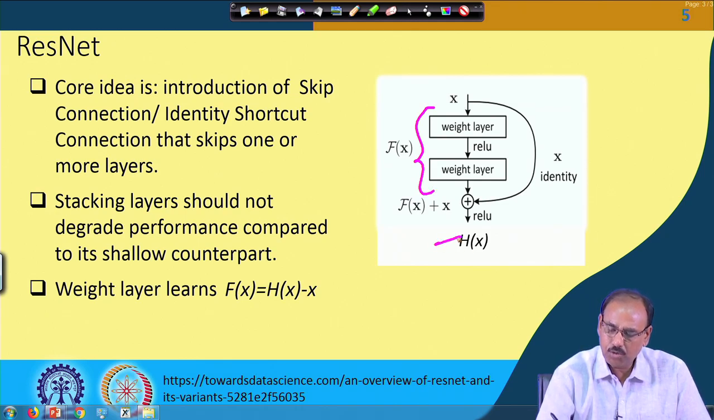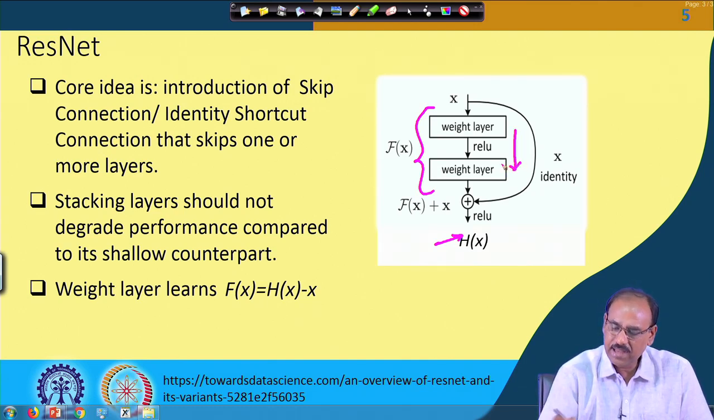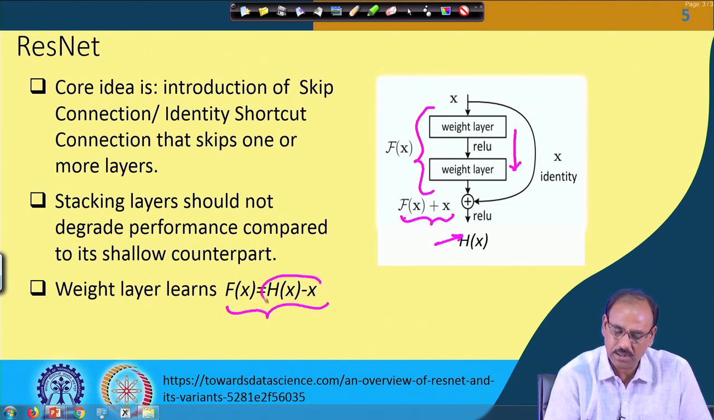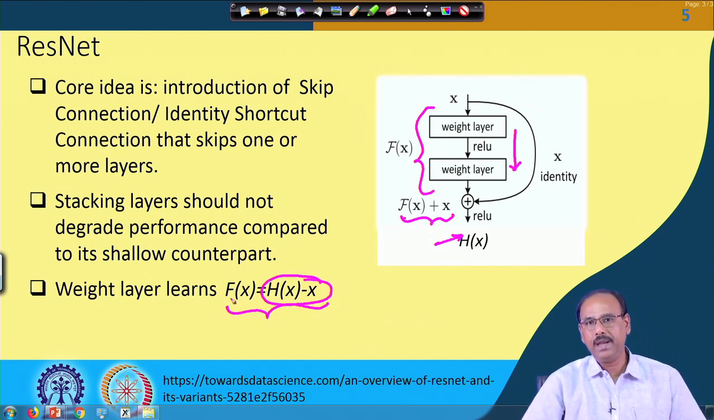If I assume that the output over here is my h(x), then h(x) is nothing but x plus f(x), where f(x) is the activations implemented by these two layers which are skipped. So h(x) will be basically f(x) plus x. So, what is f(x) in this case? f(x) has to be h(x) minus x. So this is the residual, and that is what is learnt by the layers which are actually skipped, and that is the reason this is known as skip connection or residual network.